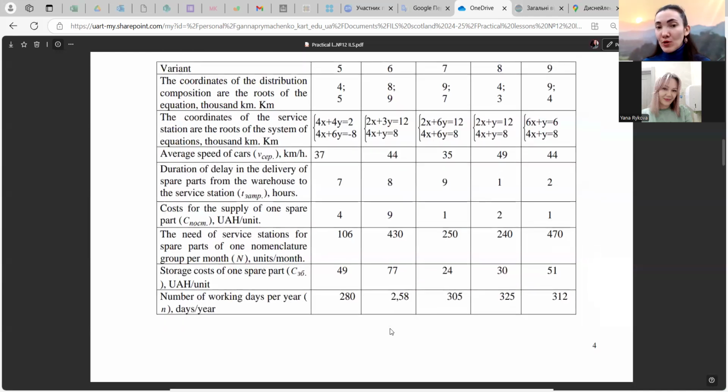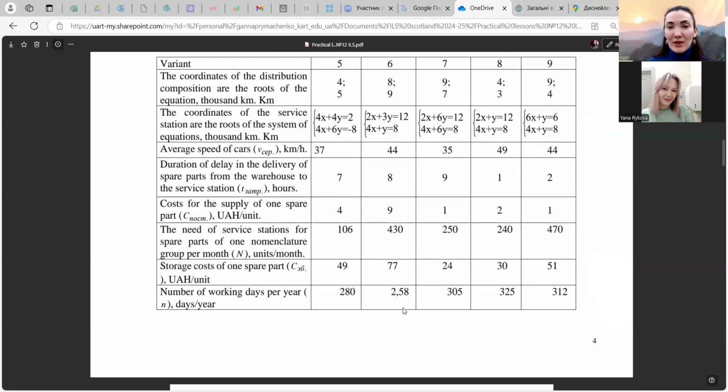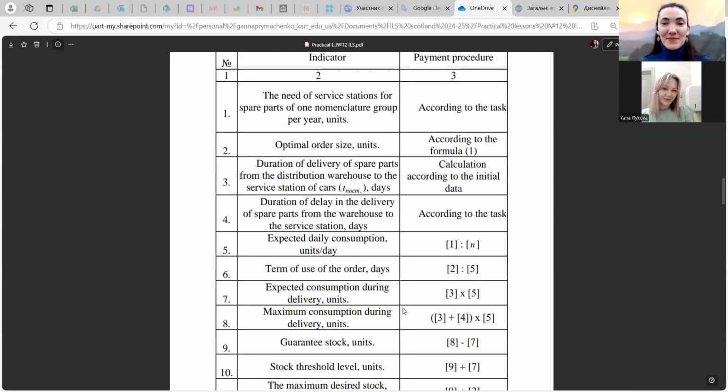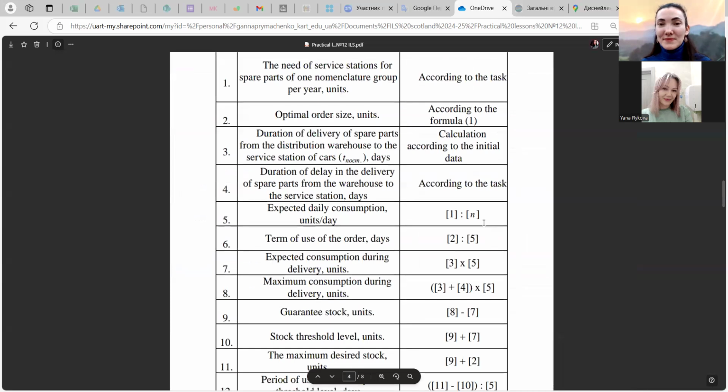So our first point from our table, we divide it by 258 days in 1 year. Okay. And the result, we have units by day. Also leave after comma 2 points. It's okay.